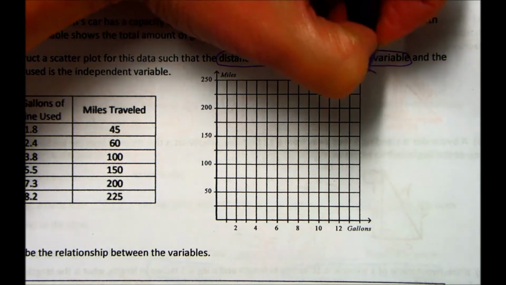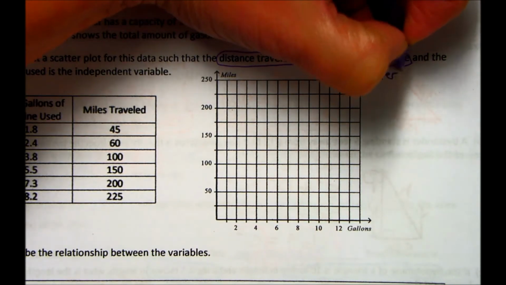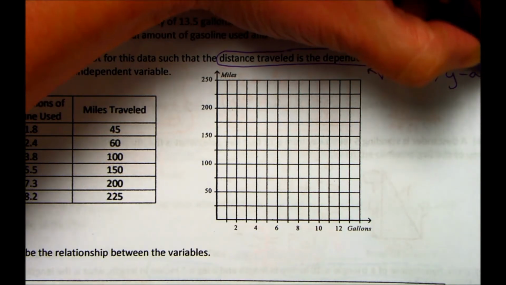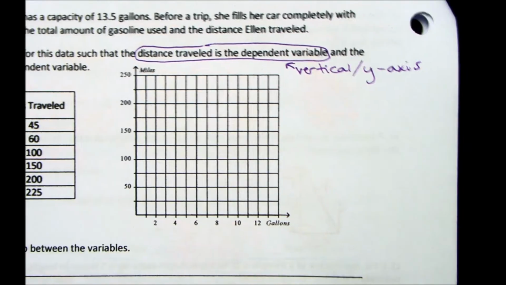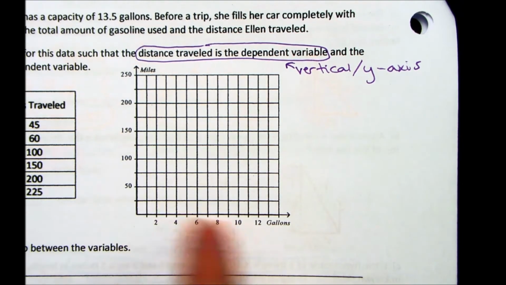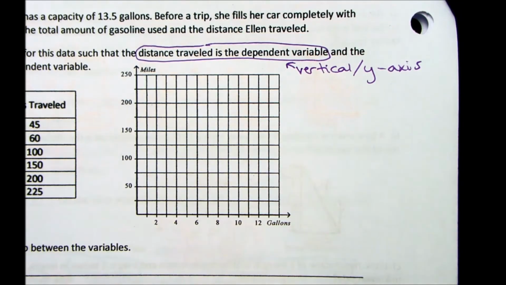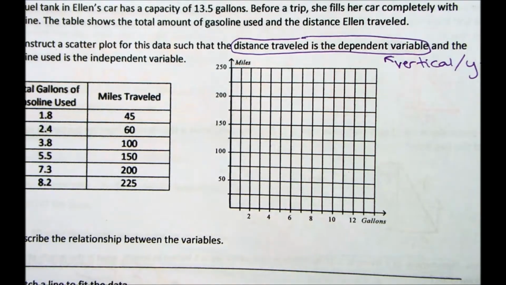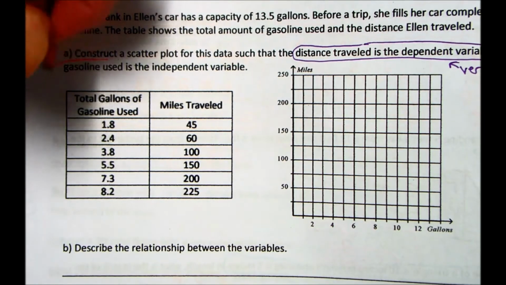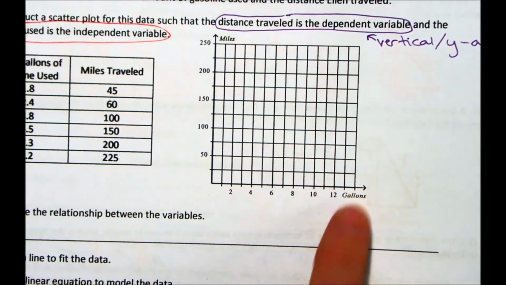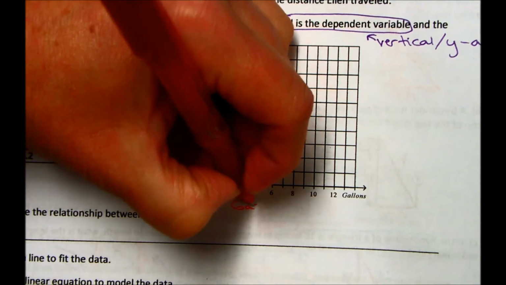So the dependent variable is on the vertical or the y-axis. And the independent variable is the one that's on the x-axis. So they're telling us that the gasoline used is the independent variable. So this is gasoline used.